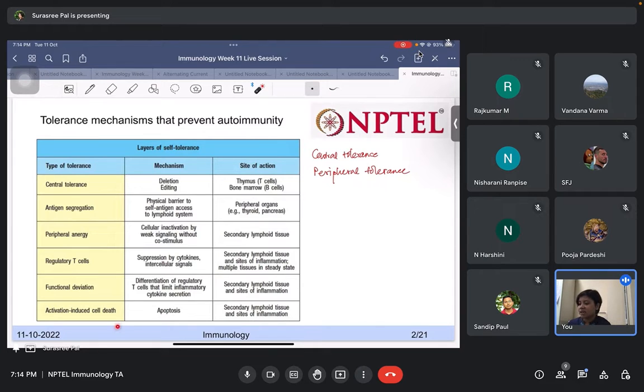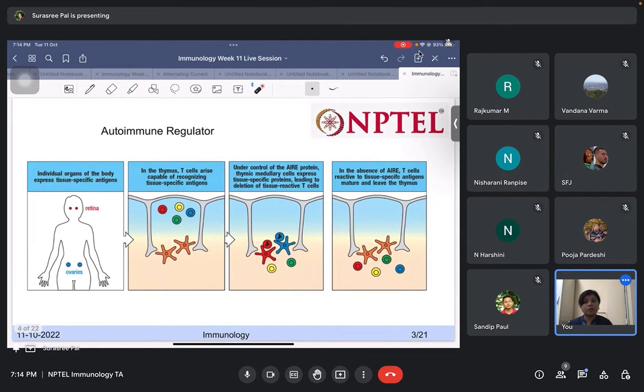And the last one is activation induced cell death, which is nothing but apoptosis. So the cells die by apoptosis if they are reactive against self antigens, right? So all these tolerance mechanisms work, and one concept here I would like to discuss, which also comes under central tolerance, that is the role of a particular gene which is called autoimmune regulator, or in short form it is known as AIRE.